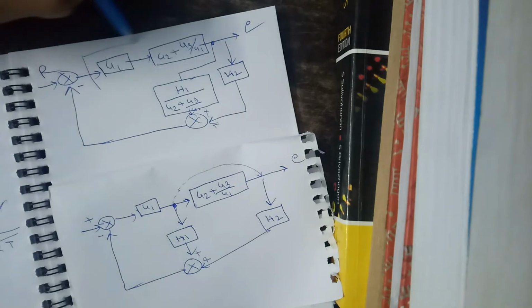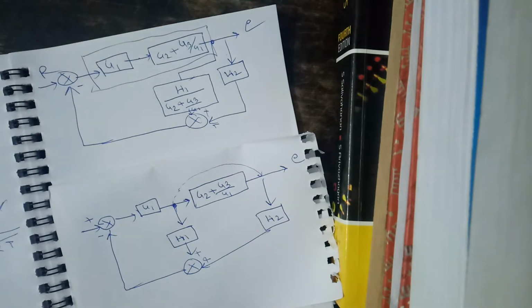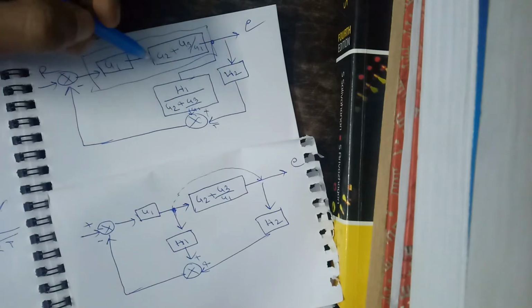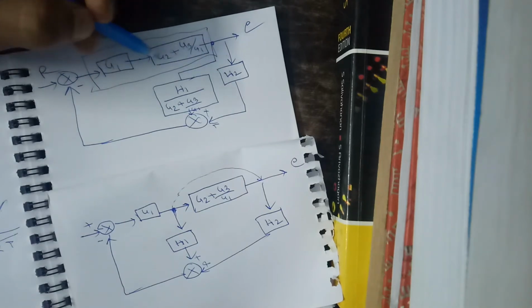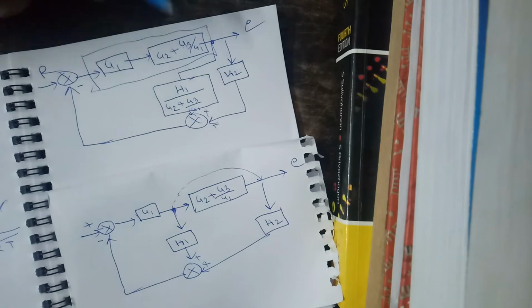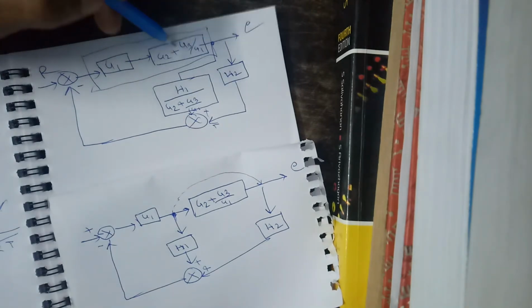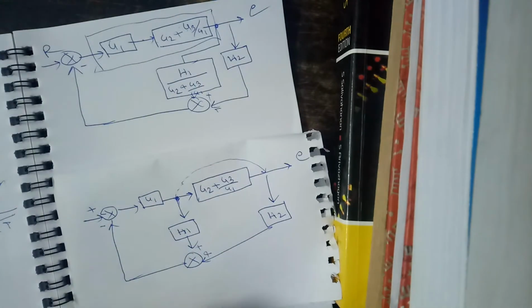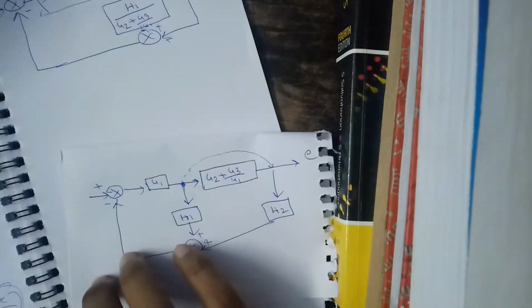Now these two are in series, so as we definitely know, it will be multiplied directly. So multiplying G1 and this whole thing, taking the LCM, it becomes G3 plus G1 G2 by G1. G1 gets cancelled, so it just becomes G3 by G3 plus G1 G2, right?